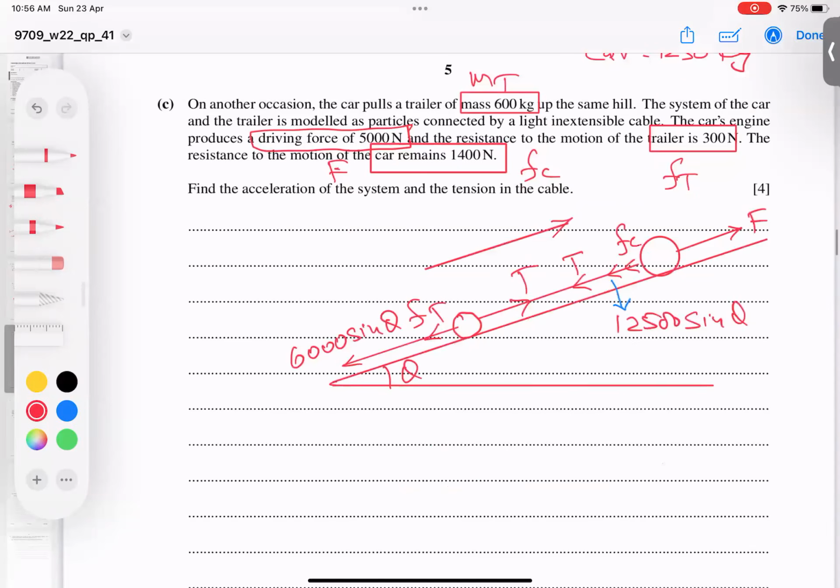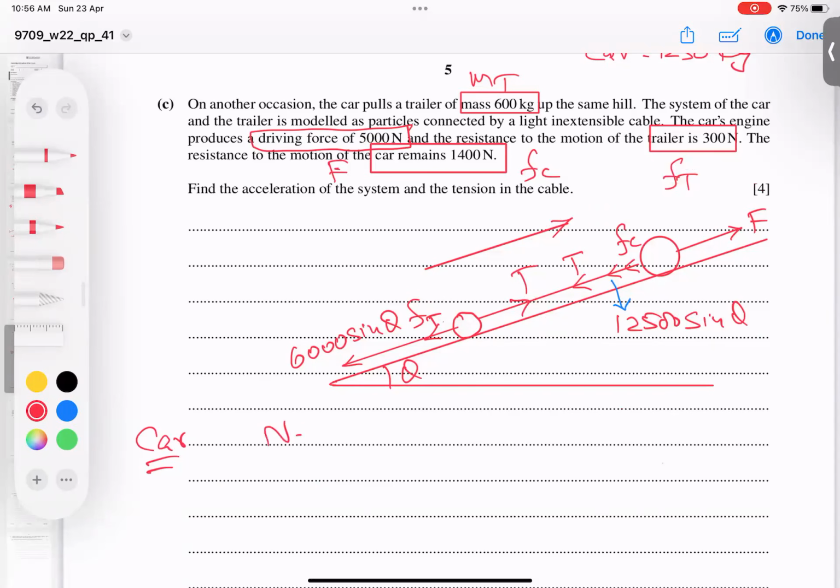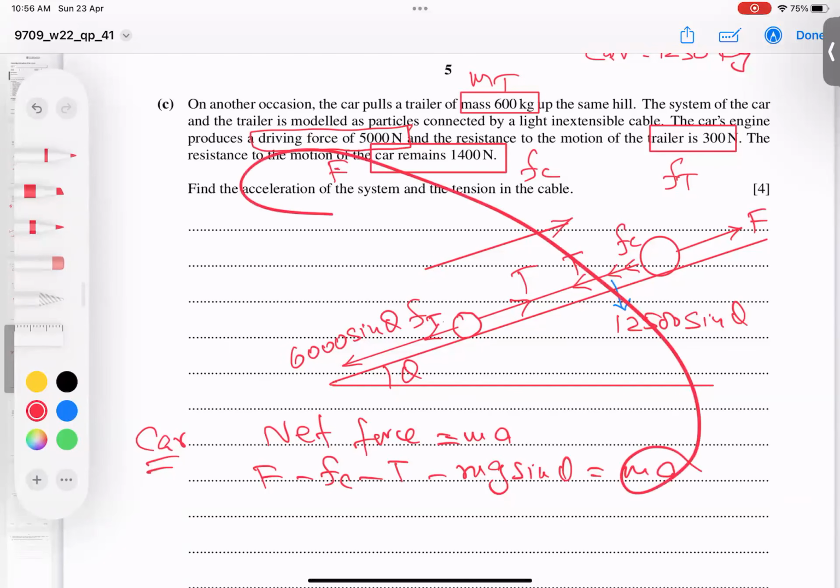So I'm going to make it. And wait a minute, please. This T is too big. So FT, I hope that's clear. Now, first of all, I talk about the car. How many forces are acting on a car? Four forces acting on a car. And again, same formula, net force equals MA. Because motion is upwards, this is the bigger applied force minus FC minus tension minus mg sine theta equals MA. But in the current condition, he's asking for acceleration, so acceleration is unknown.